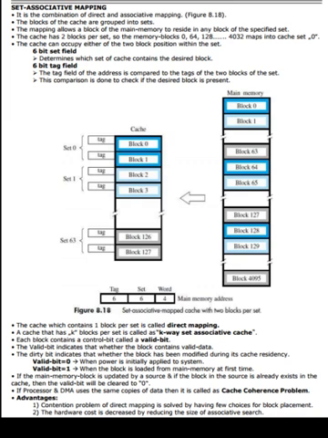Now let us see replacement algorithm. In the direct mapping method, the position of each block is predetermined and there is no need of a replacement strategy. In associative and set associative methods, the block position is not predetermined. If the cache is full and new blocks are brought into the cache, then the cache controller must decide which of the old blocks has to be replaced.